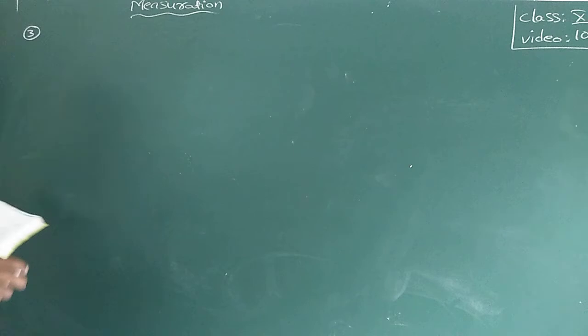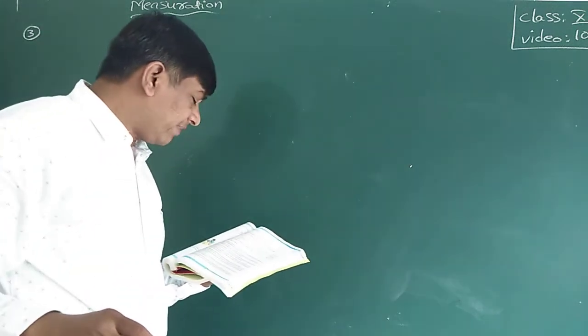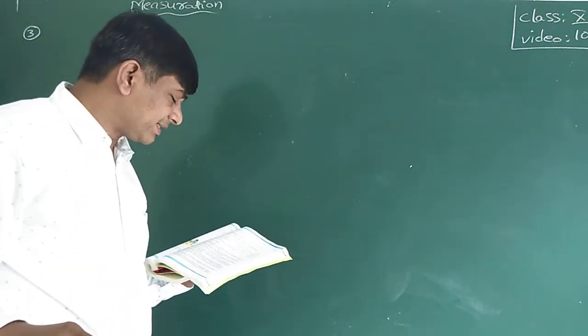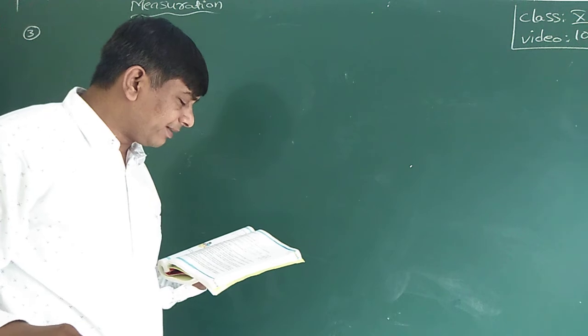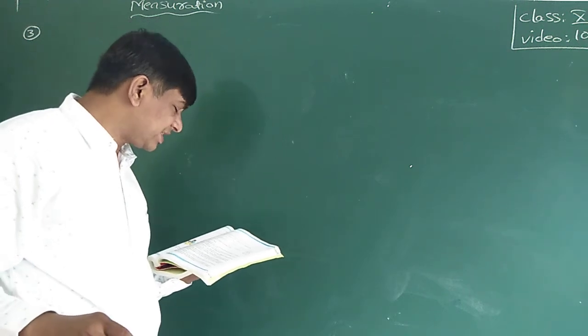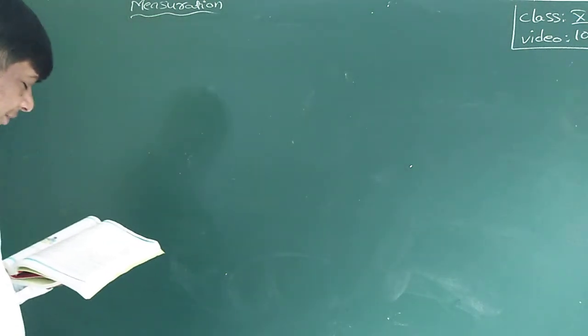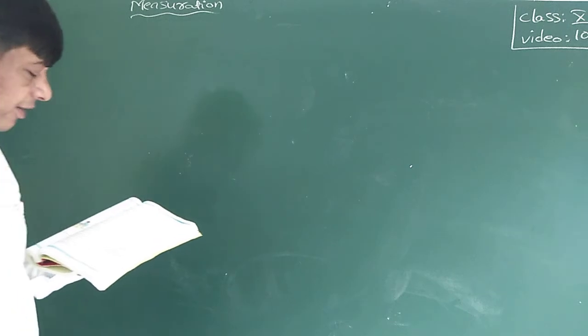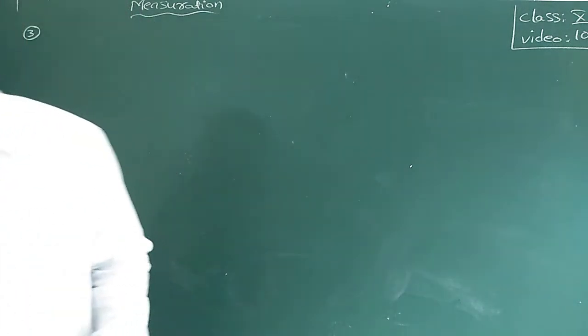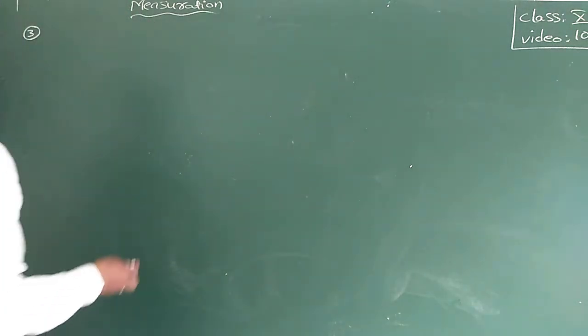Third one is: a 20 meters deep well with diameter 7 meters is dug and the earth from the digging is evenly spread out to form a platform of 22 meters by 14 meters. Find the height of the platform.